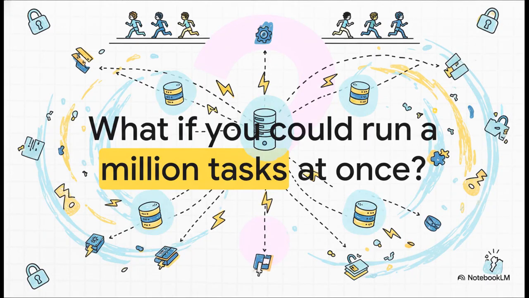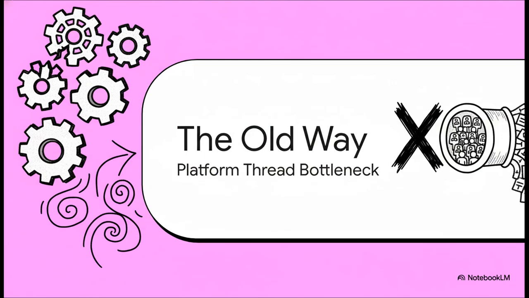Let me just start by asking you this. What if you could handle a million things happening at the same time? A million user requests, a million database queries, whatever, all without your server even breaking a sweat. I know it sounds kind of like science fiction, but this is the exact problem that virtual threads were built to solve. Now, to really get why this is such a revolution, we've got to take a quick look at how things used to be.